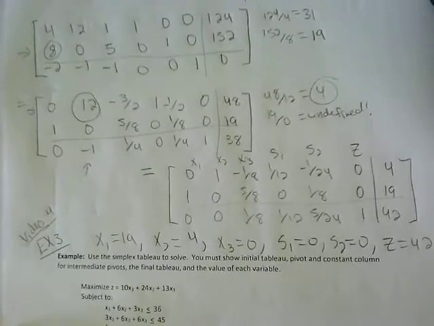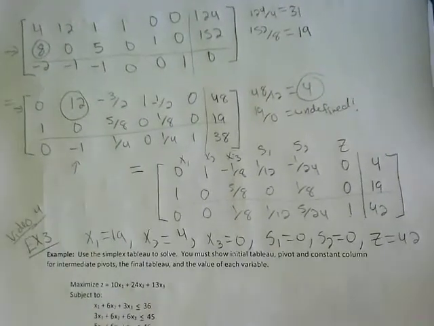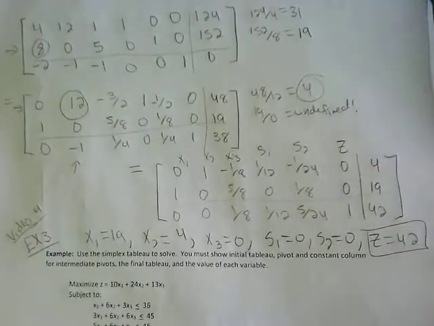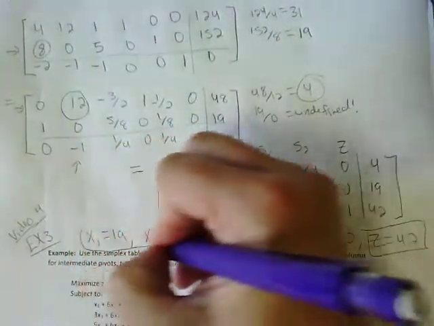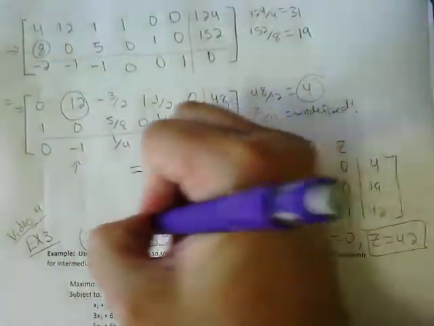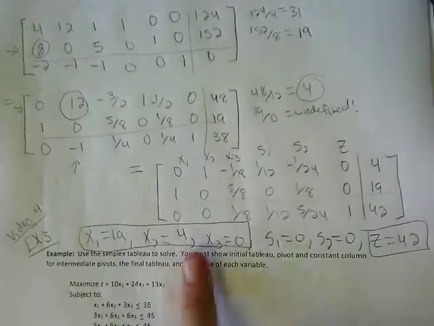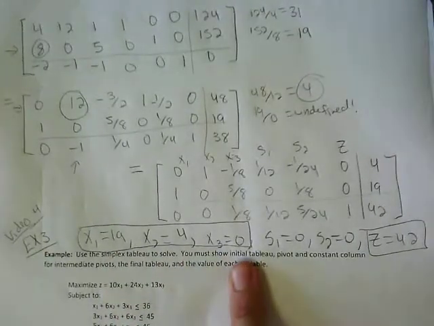All right. Now what that means is that my maximum is 42, and it occurs at 19 for x1, 4 for x2, and 0 for x3.